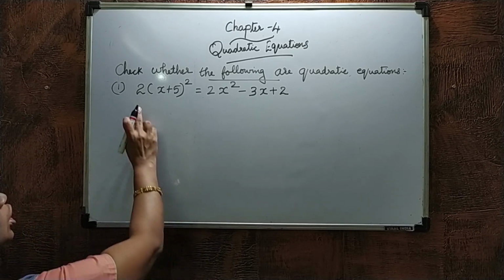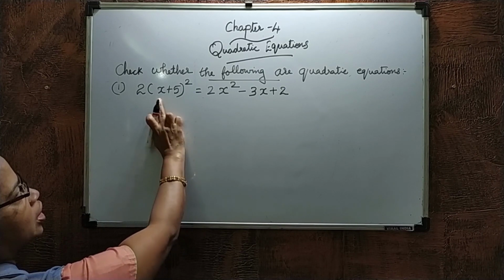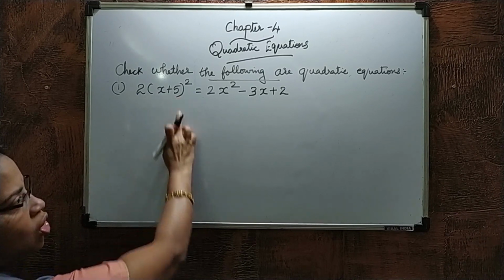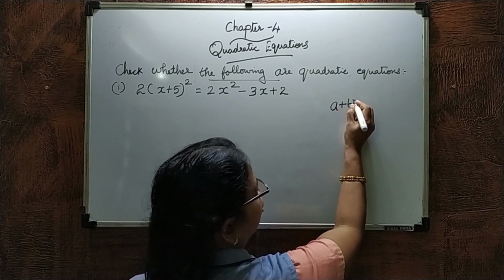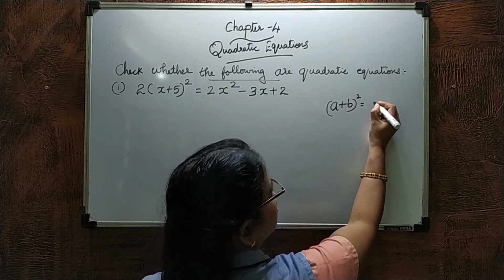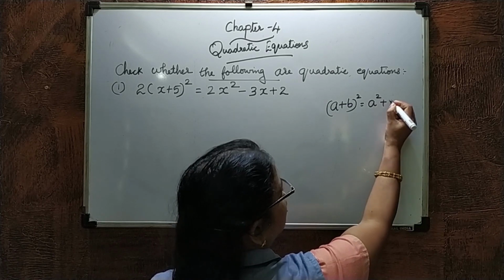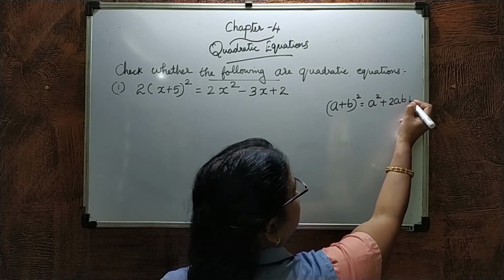Okay. Here 2 into (x plus 5) the whole square. This is (a plus b) the whole square. So even if you don't know, just write here in your working column, (a plus b) the whole square is equal to a square plus 2ab plus b square.